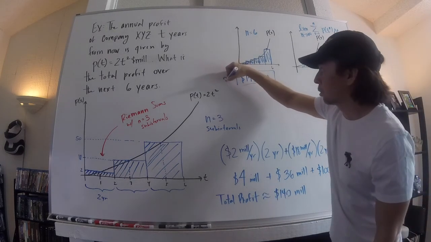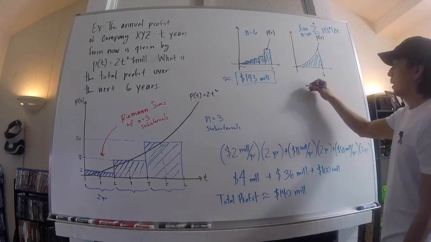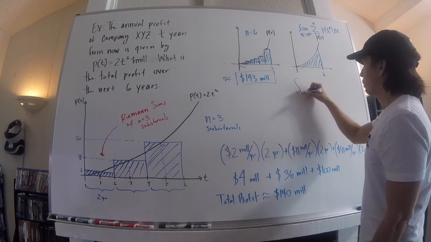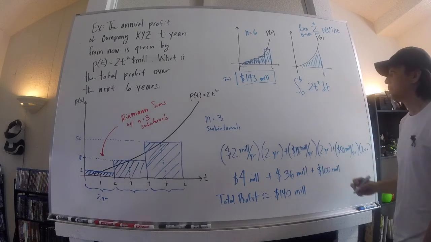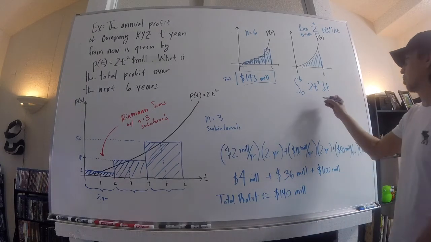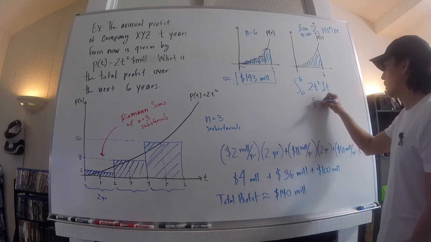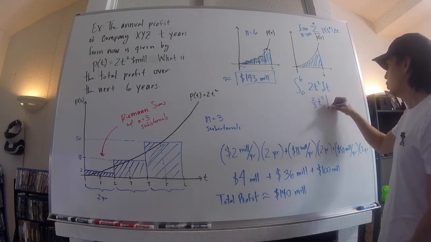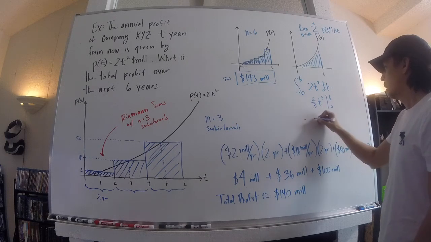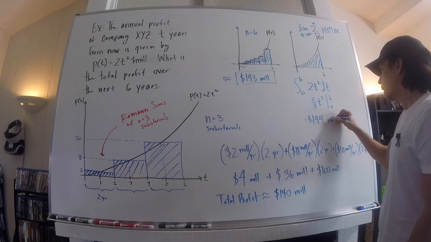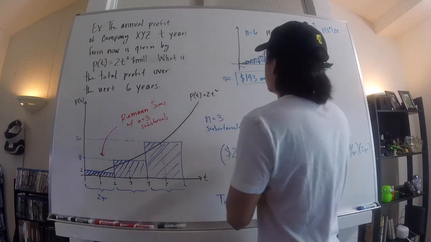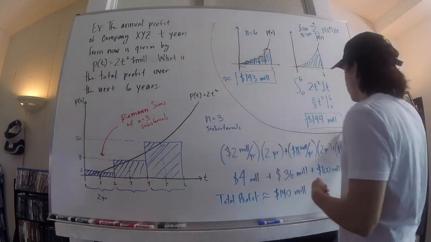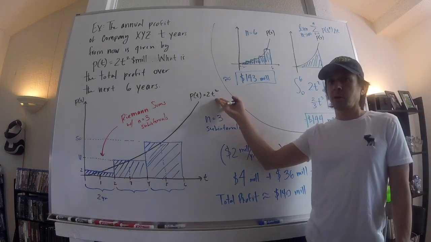So this is still an approximation, a pretty good one. And now the way we do this would be to go 0 to 6 of 2t squared dt. And when we work that out, you get 2/3 t cubed from 0 to 6, and you will get 144. That is the exact area under the curve. That is the exact total profit made if our profit is given by this continuous function.